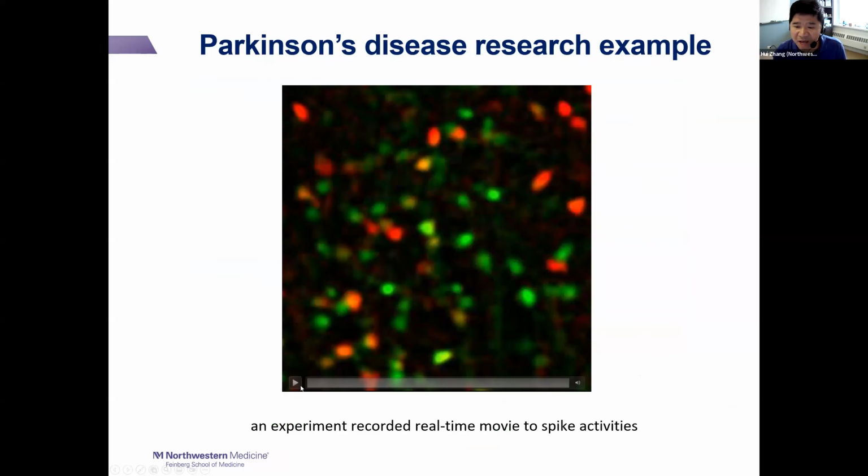For example, this is from another similar disease, Parkinson's disease, very similar to Alzheimer's disease. You can see some neuron cells have action potentials, which we call spikes, along the time. By this new microscope, we can record this. This is real data from Stanford University, from my friend's lab.